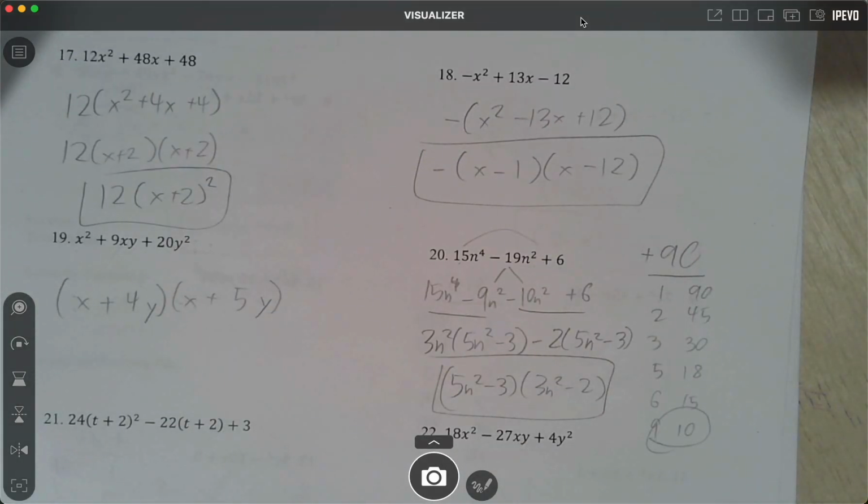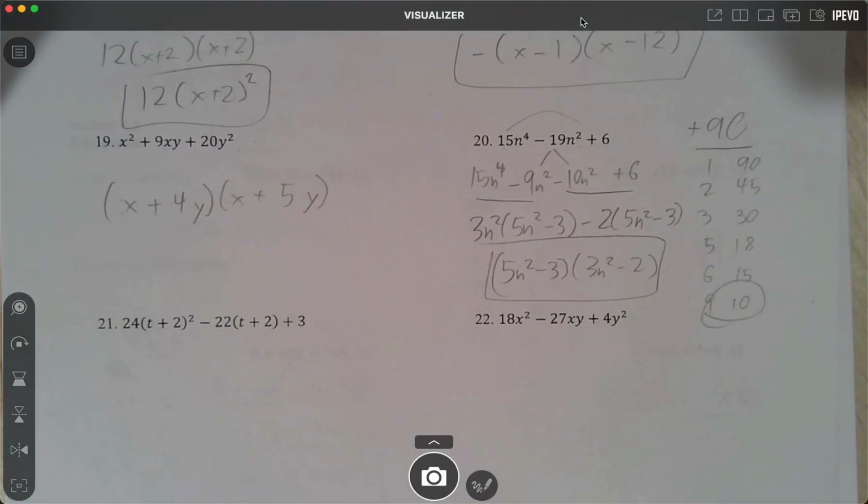Very, very interesting. Honestly, 21 I'm going to skip over. We did it in class, but you're really not going to see anything like it. I just wanted to show it to you there.